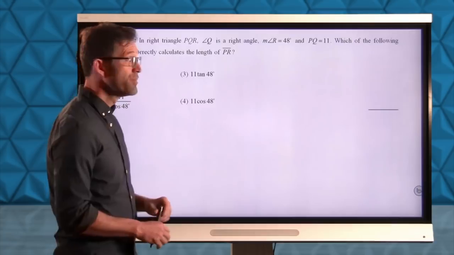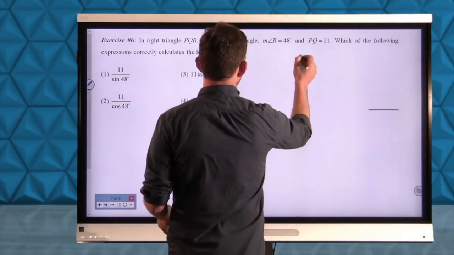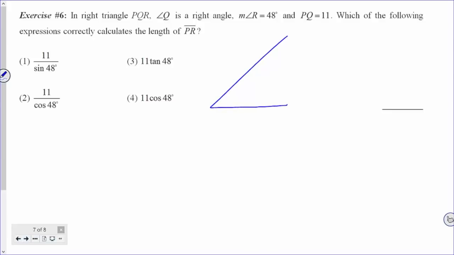All right, let's go through it. A good picture is helpful. Maybe not completely necessary, but I think it's pretty important. We've got our right triangle, PQR. Looks like angle Q is the right angle. Angle R is 48 degrees. I might as well put it down here. And I'll put P there. It says PQ is 11. All right, which of the following expressions correctly calculates the length of PR? Well, this is PR, so I'll call that x.